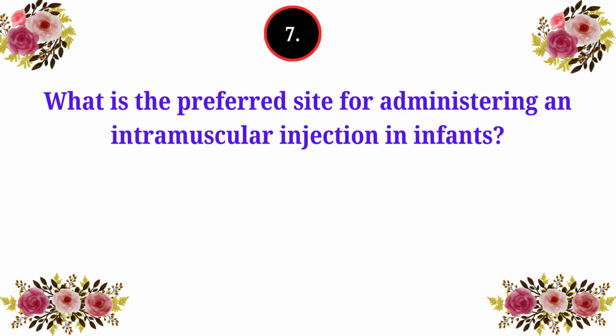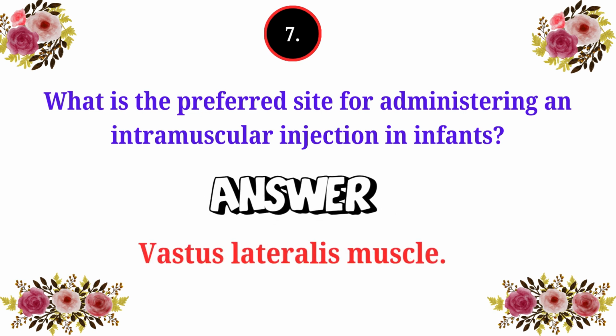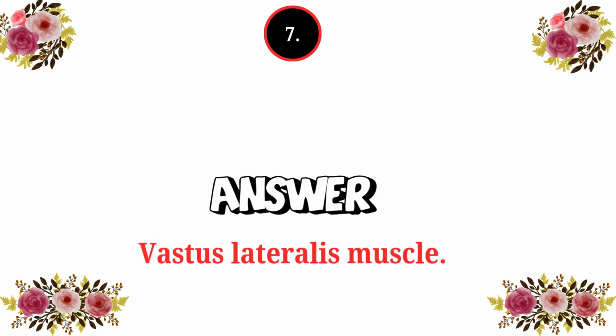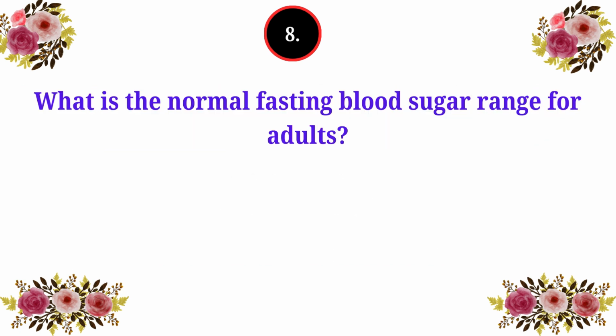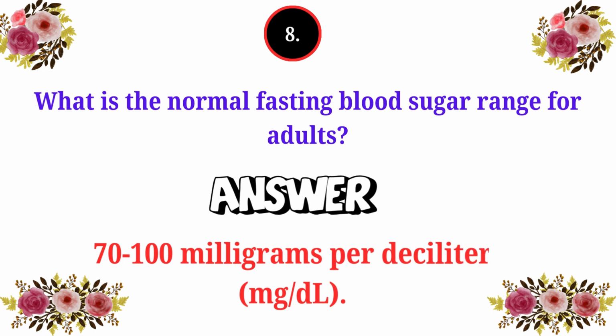7. What is the preferred site for administering an intramuscular injection in infants? Vastus lateralis muscle. 8. What is the normal fasting blood sugar range for adults? 70 to 100 milligrams per deciliter.